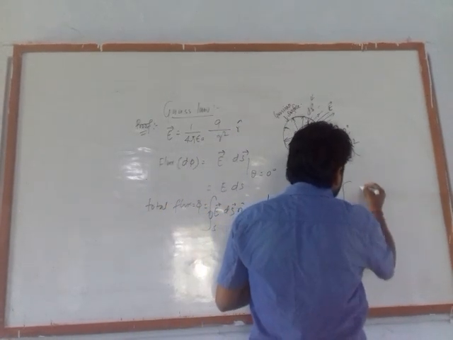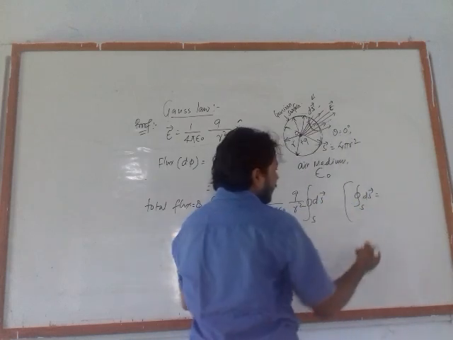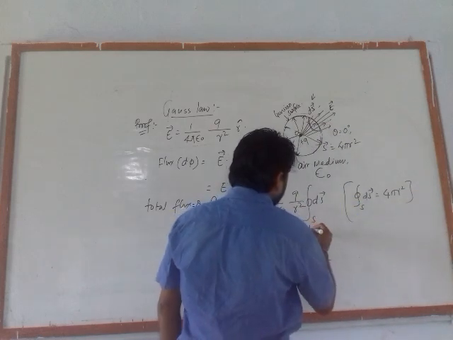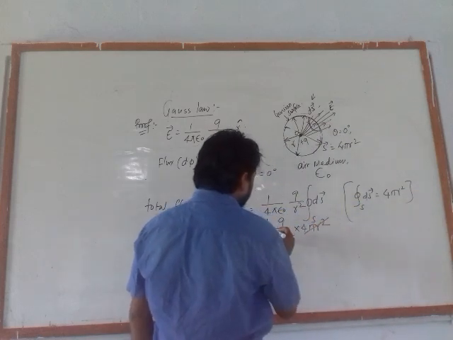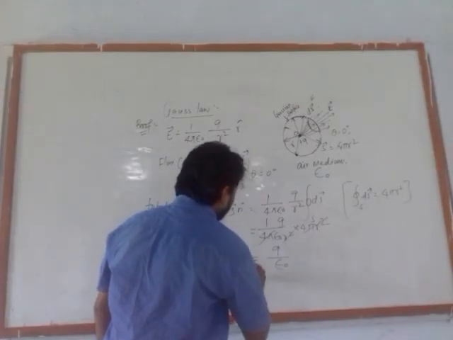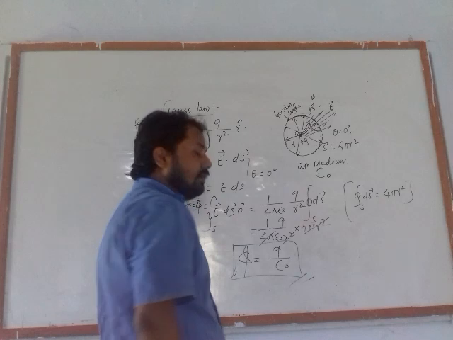Now here I am writing the integration of ds will be the total area, and total area is 4 pi r square. So use here 4 pi r square, 4 pi r square will cancel. Only q by epsilon naught is remaining. So phi is q by epsilon naught. Hence we can say that the Gauss law is proved.